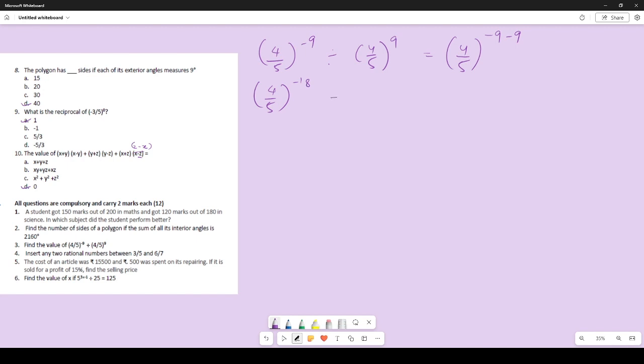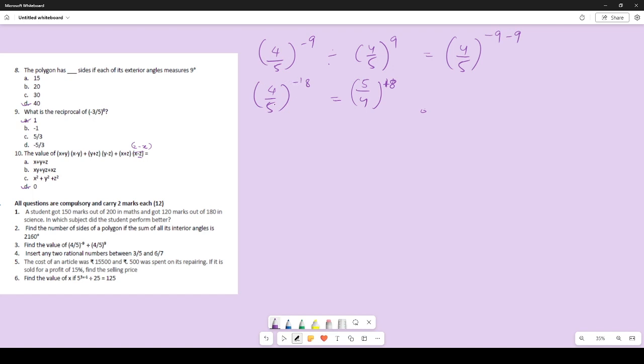And generally, when we are expressing something exponentially, we express it in the positive power. So what we get over here is (5/4)^18, right? So you reverse the numerator and the denominator. You put this fraction, this rational number, in reciprocal, and then the power sign also changes.